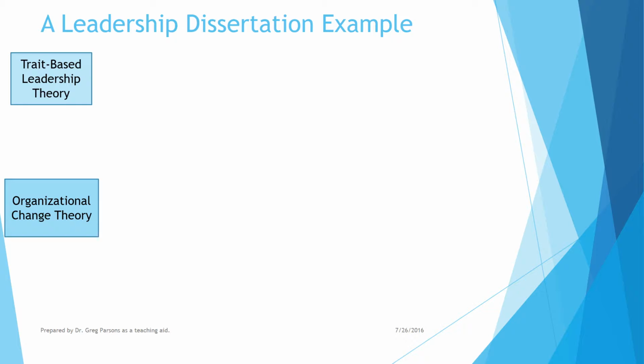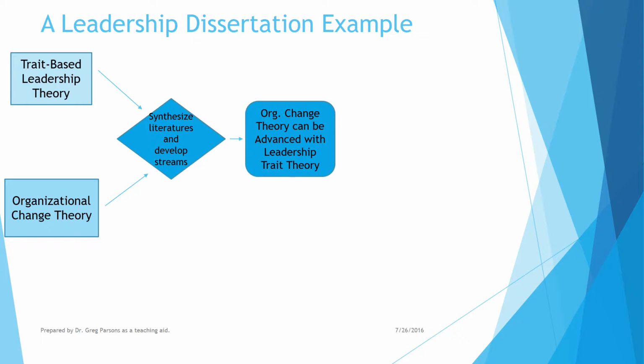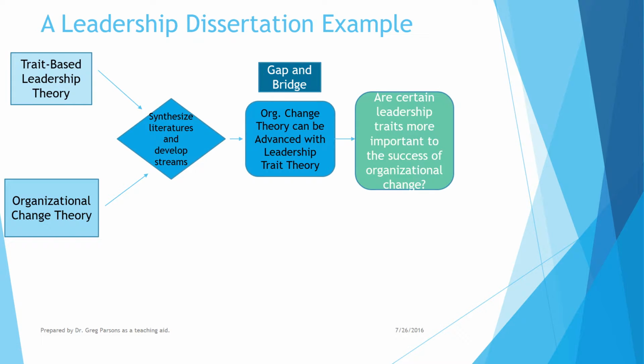And then you can use a second stream from almost any area, but it needs to be combined and synthesized with the other stream. So here we're looking at trait-based leadership theory and organizational change theory. Those are then going to be synthesized into the bridge and the gap that organizational theory can be advanced with the synthesis with leadership trait theory. Okay, and then that forms the prospectus.